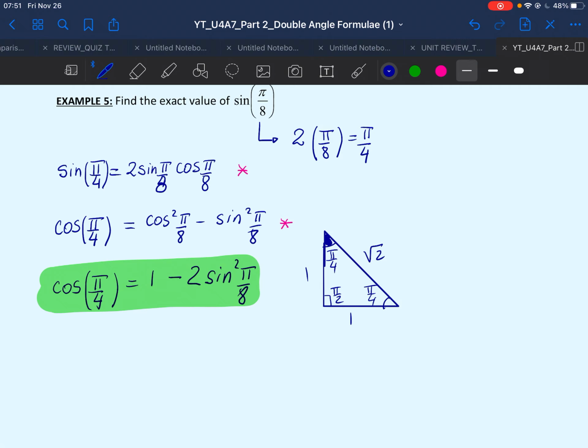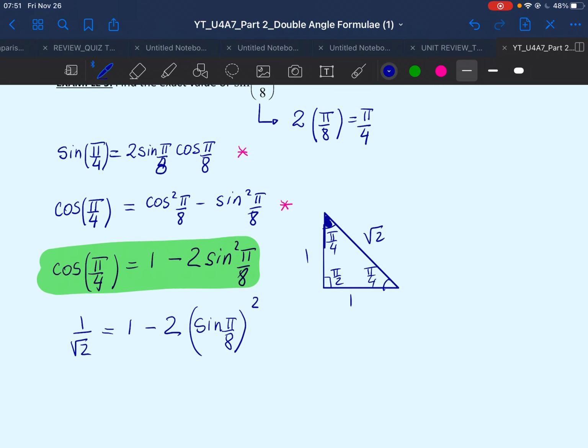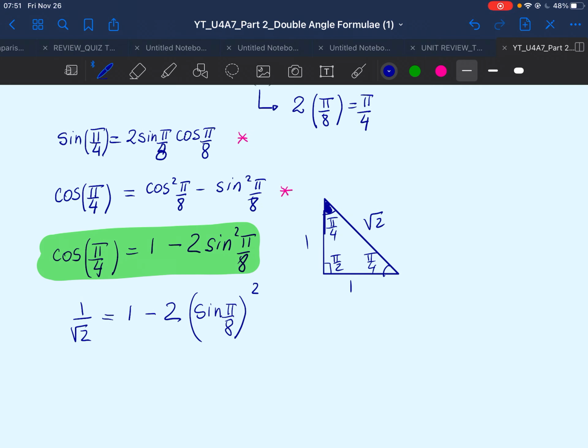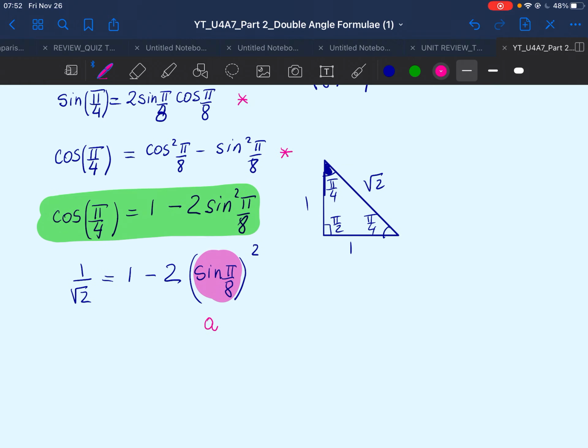So if this was the angle we're referring to, this pi over 4, we'll say cos pi over 4 is 1 over root 2 equals 1 minus 2 sine pi over 8. And I'm going to write this as a power of 2 with brackets and the power outside the brackets. Now we need to solve the equation for this unknown. For some people, it's easier to replace sine pi over 8 by some letter a, so that it makes the equation friendlier to look at. If that helps, by all means, go ahead and do so.